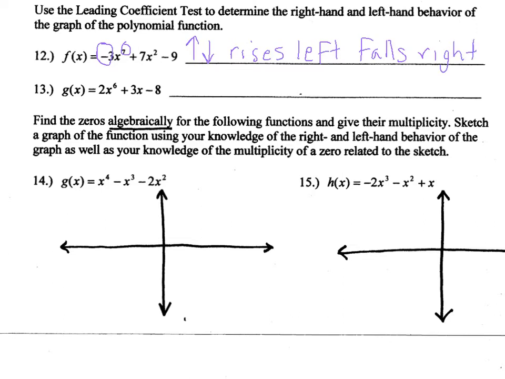For number 13, we have a positive leading coefficient and an even degree, so we know that both ends will rise. So both left and right rise.